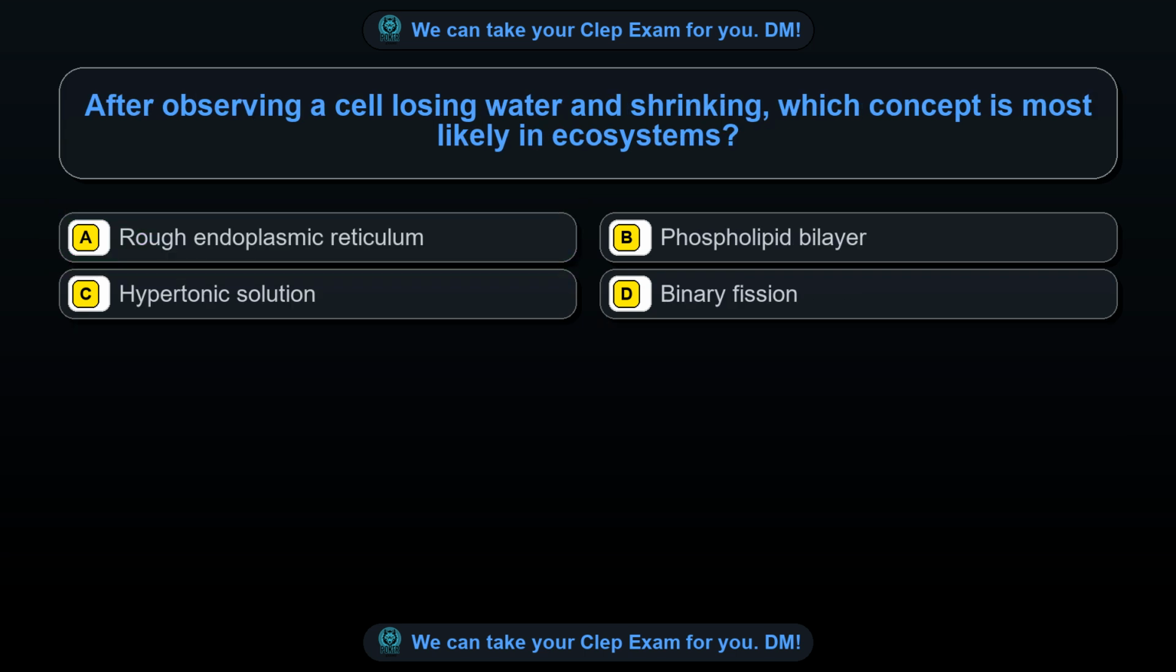Question 19. After observing a cell losing water and shrinking, which concept is most likely in ecosystems? Option A, rough endoplasmic reticulum. Option B, phospholipid bilayer. Option C, hypertonic solution. Option D, binary fission. The correct answer is option C, hypertonic solution.